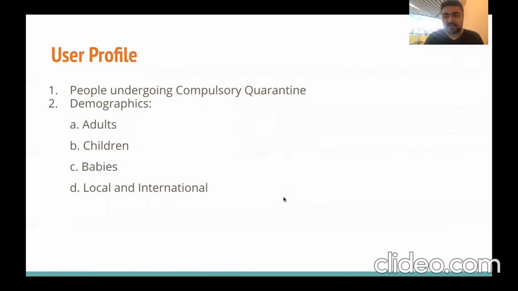Our demographics would include both local and non-local people because people who are traveling also need to undergo compulsory quarantine, and the demographics have all age groups from adults, children to babies, because close contact of a COVID-19 person could be anyone.